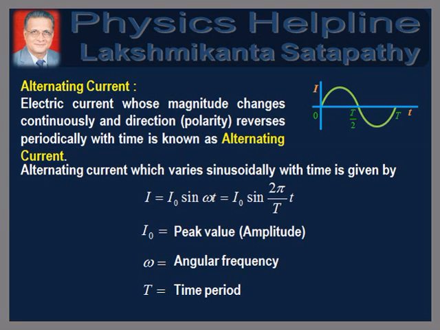Electric current whose magnitude changes continuously and direction reverses periodically with time is known as alternating current. Alternating current, which varies sinusoidally with time, is given by I = I0 sin ωt, where I0 is the peak value or amplitude of AC, ω is its angular frequency. If T be its time period, then we have ω = 2π/T. Therefore, we have I = I0 sin(2π/T)t.